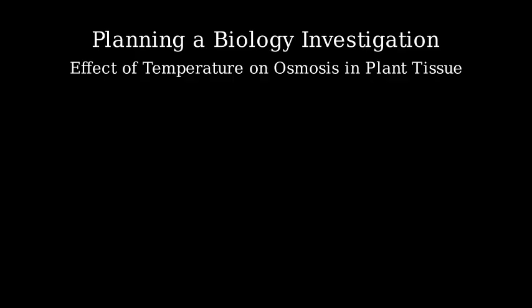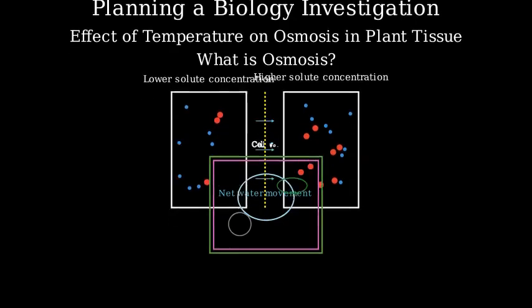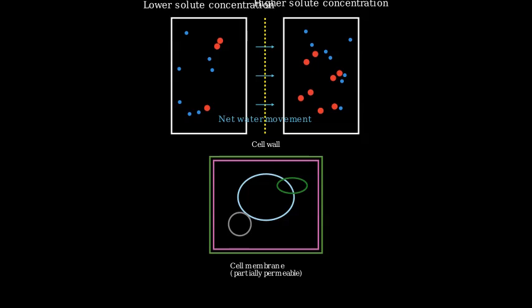Let's start by understanding what osmosis is. Osmosis is the movement of water molecules from an area of lower solute concentration to an area of higher solute concentration through a partially permeable membrane. In plant cells, the cell membrane acts as this partially permeable membrane, allowing water to move in or out of the cell depending on the concentration gradient.